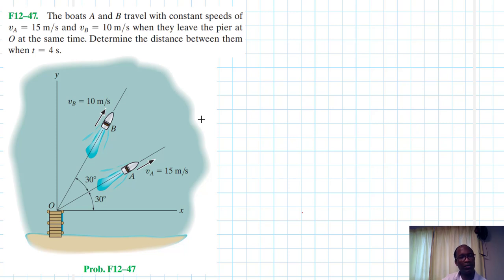And we are being asked to determine the distance between the two boats that leave the pier at the same time. So we want to determine the distance between them when t is equal to 4 seconds, but they leave the pier at the same time.